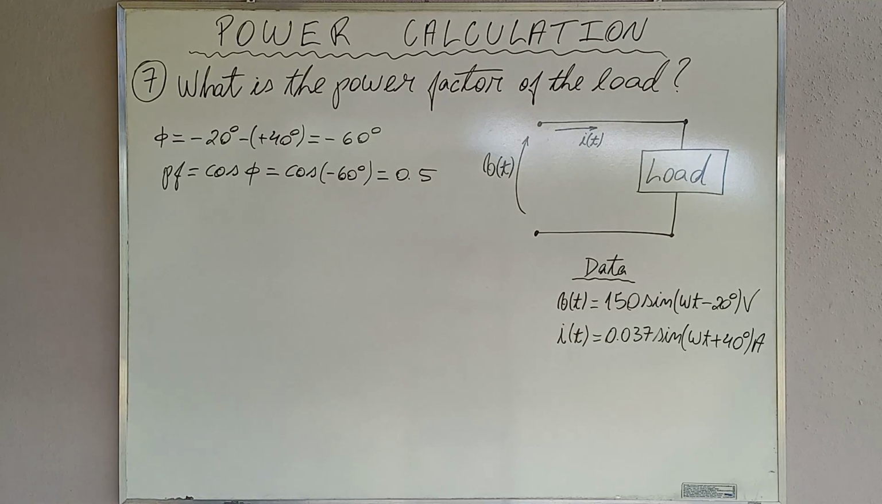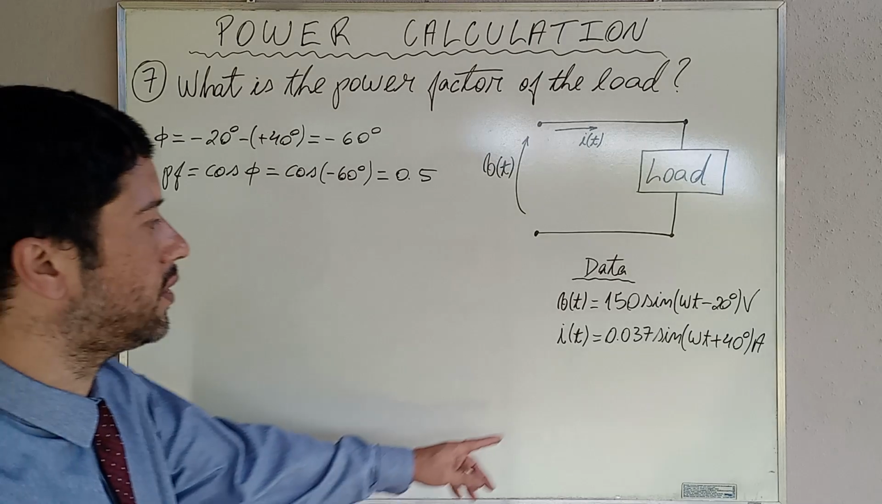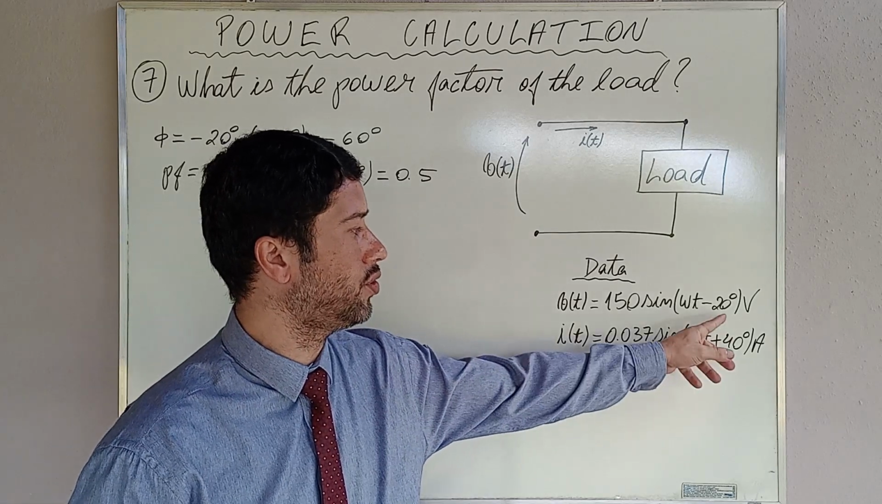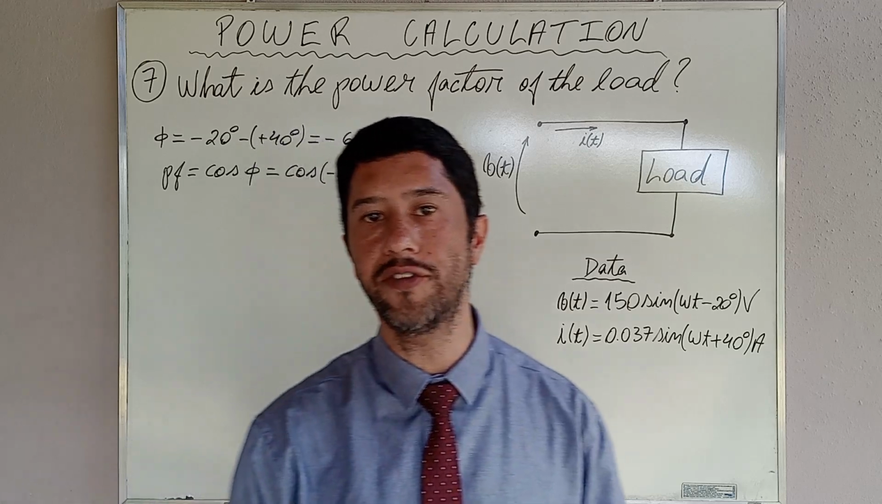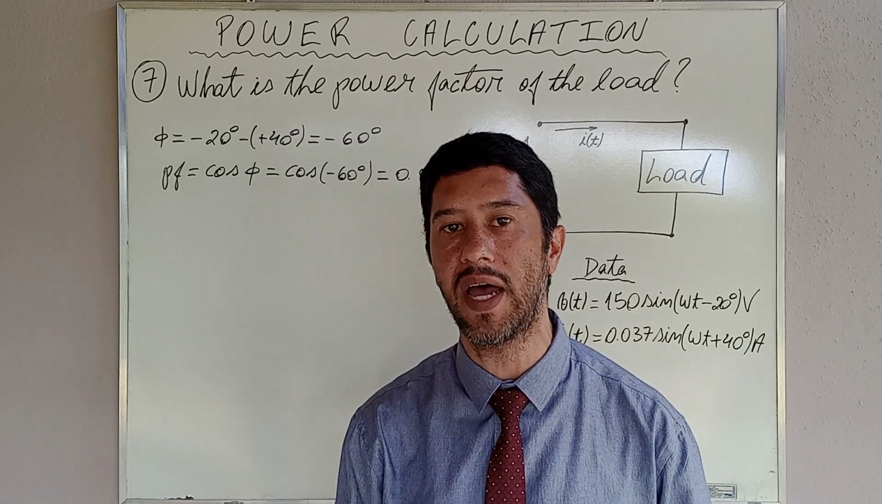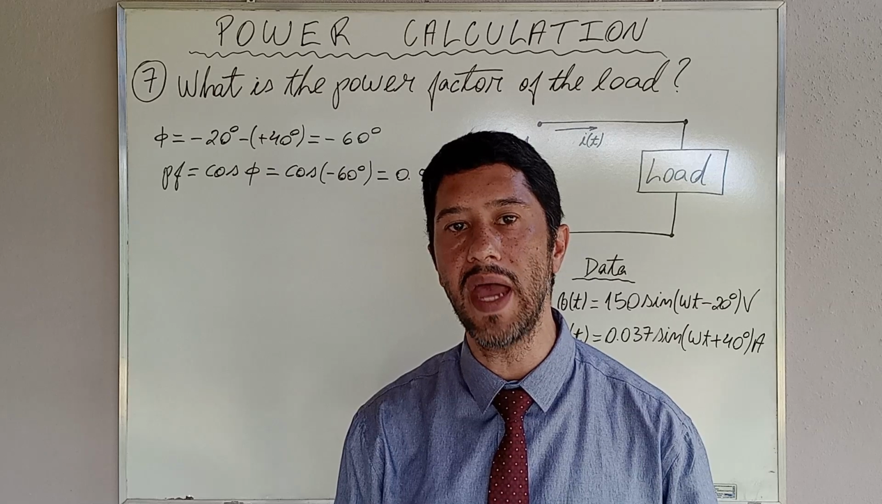In addition, observe that as the phasor angle is negative, the power factor is capacitive, which means that the current leads the voltage by 60 degrees. The current, observe here, the current leads the voltage by 60 degrees. And this is all for the discussion of this exercise. Let's go to the next.